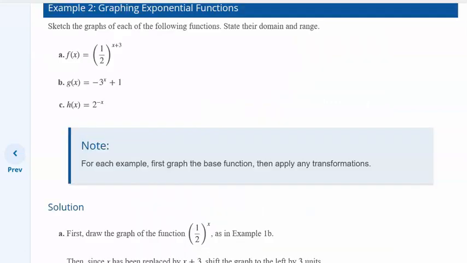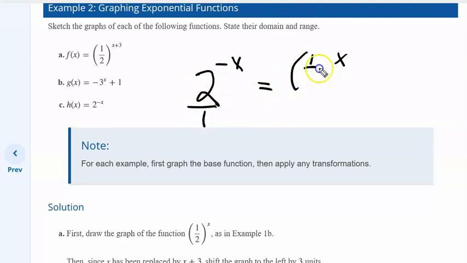Now in example C here, notice what we're seeing. 2 to the negative x power is actually, to make this exponent positive, we just take the reciprocal of this, or flip what we have here. This then becomes our base 1/2 to the positive x power, and we've done that graph already. Let's take a look at it.